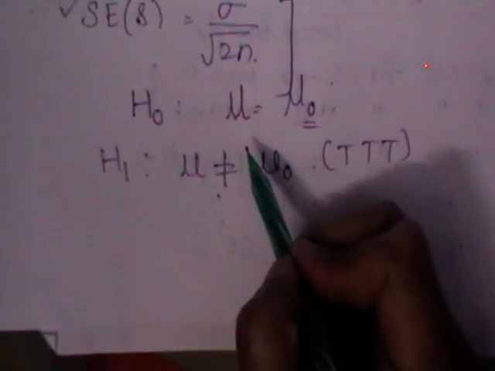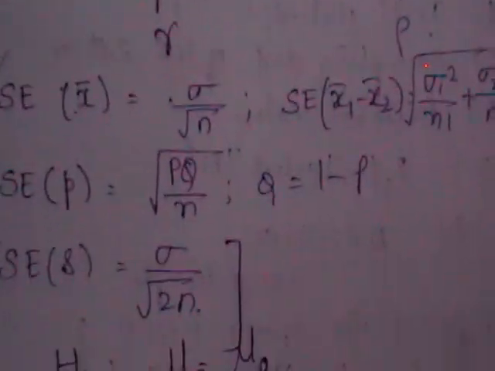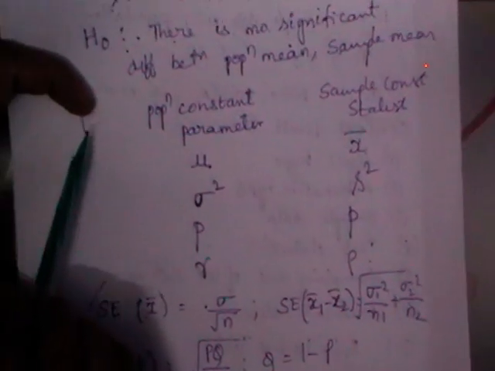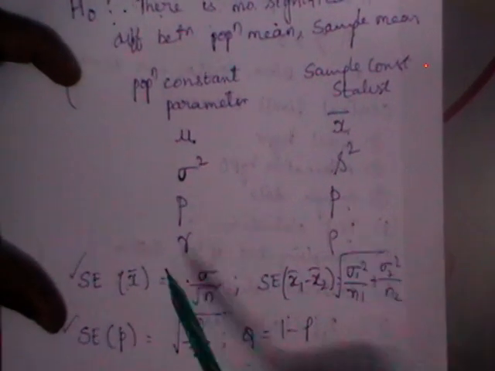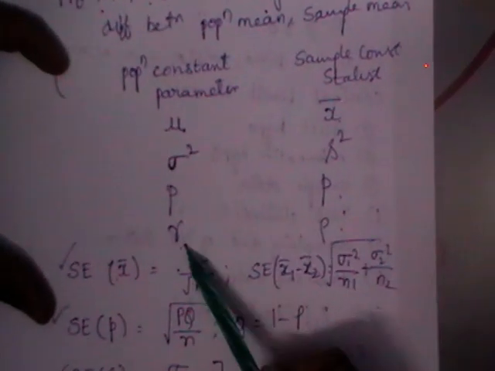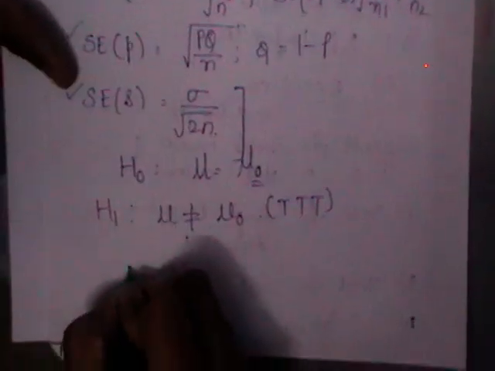Now, to write the test statistic, what is the test here? It is a test for a single mean. As this is a test for mean, you should write the sampling distribution of the sample mean. If this is a test for proportion, you should write the distribution of p. If it is a test on r, correlation, you should write the sampling distribution of the sample correlation. So here you should write the distribution of the mean, the corresponding estimator of mu is x bar.